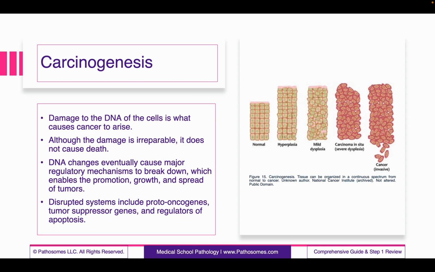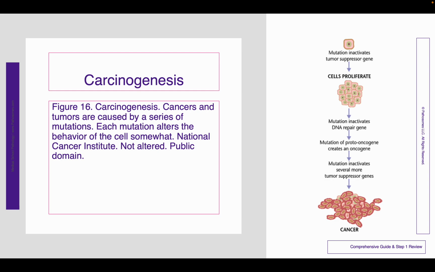Now, this image here to the right is pretty critical to know, so get a general understanding of what's happening from left to right. We have normal, then hyperplasia, then mild dysplasia, then carcinoma in situ, then invasive cancer. Tissue can be organized in a continuous spectrum from normal to cancer as more mutations occur. Here's another image showing the progression of carcinogenesis. Cancers and tumors are caused by a series of mutations, and each mutation alters the behavior of the cell somewhat. That's why we screen. We want to catch things early on before they turn to cancer.